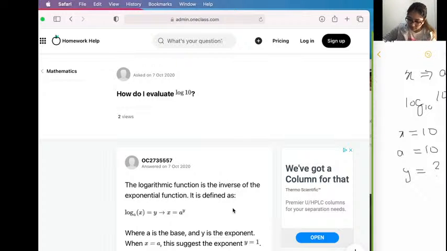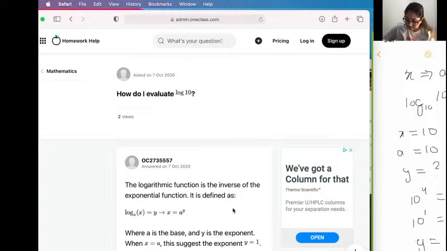So 10 to the power of something has to equal 10. To do this we can simply guess, trial and error, but the easiest way is that we know 10 to the power of 1 will ultimately equal 10. So basically y is equal to 1.